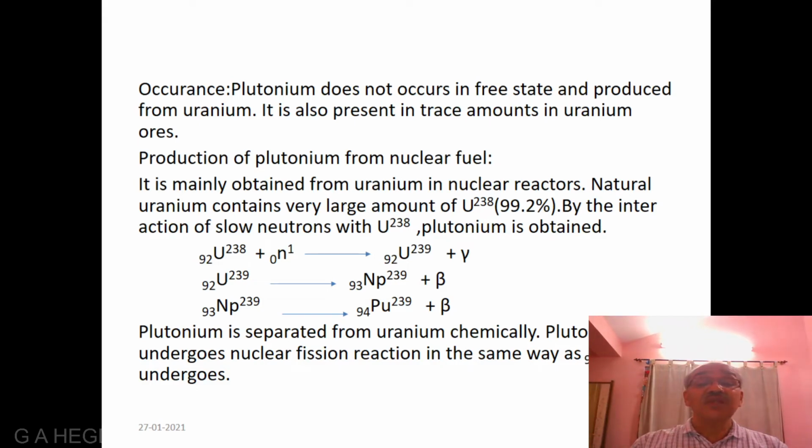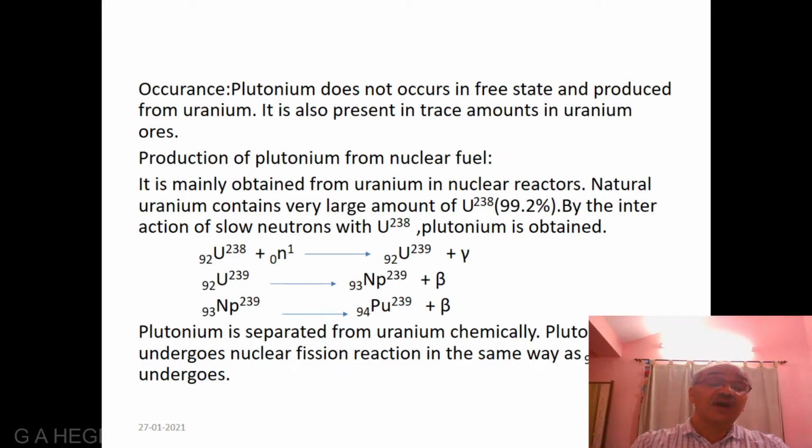Production of plutonium from nuclear fuel. It is mainly obtained from uranium in nuclear reactors. Natural uranium contains very large amount of uranium-238 isotope up to the extent of 99.2%. By the interaction of slow neutrons with uranium-238, plutonium is obtained.